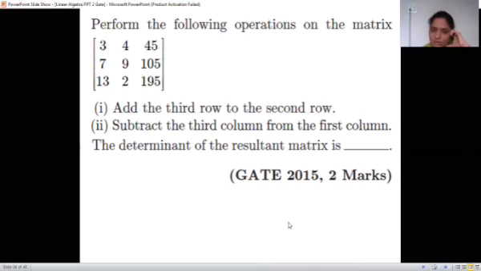Whatever the matrix is, find the determinant of that matrix. Again, I'll tell you, if the values are bigger and if something is common, just take it out so that it will be easier. Common things you can take out.